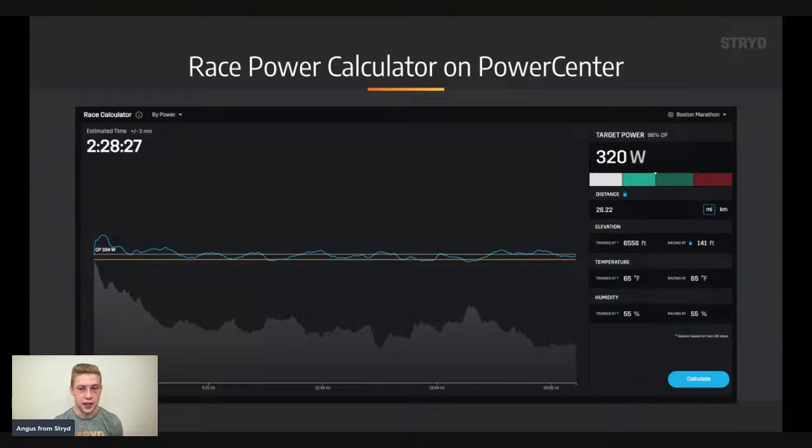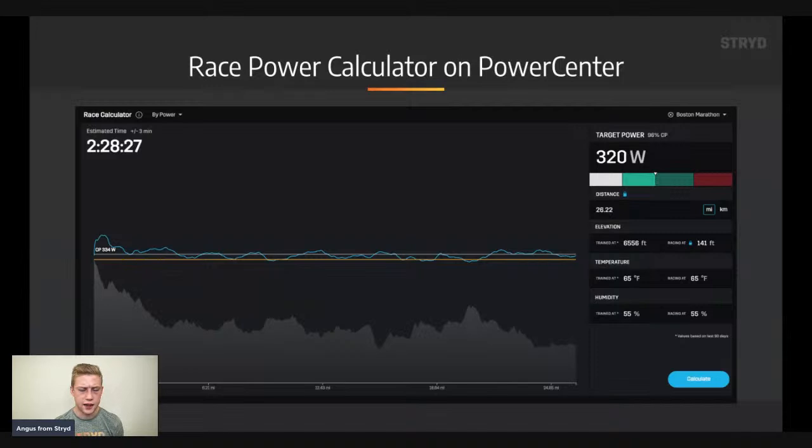It's going to give you an idea of your pace over the course of the race and how that relates to the elevation profile, and allow you to adjust for those environmental conditions. So here you can see a screenshot of the race power calculator on PowerCenter. Once again, we have some familiar visual elements. The yellow line is, of course, power. The blue line is pace in this case, and the gray shaded area is the elevation.